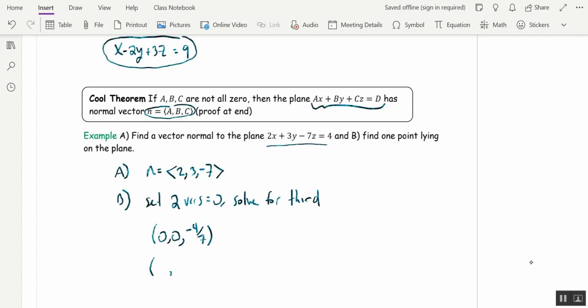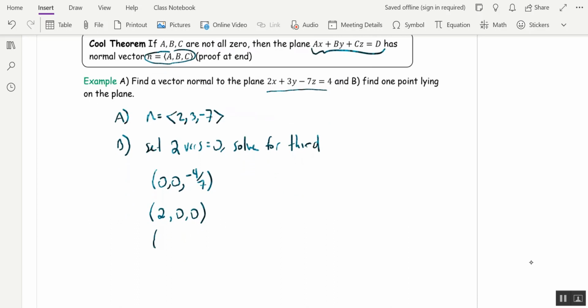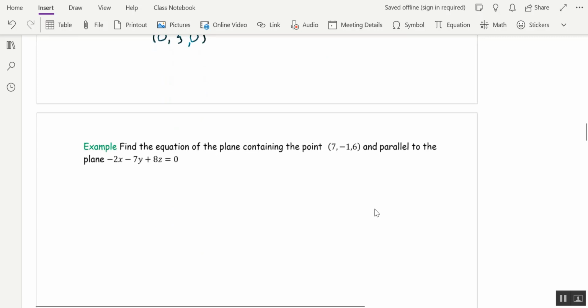Or I could set y and z equal to 0. That might be easier because that way I get x equal 2 and I don't have fractions. And finally, I could set x equal to 0 and z equal to 0 and solve for y, and I get 4/3 for y. Okay, let's do another one.